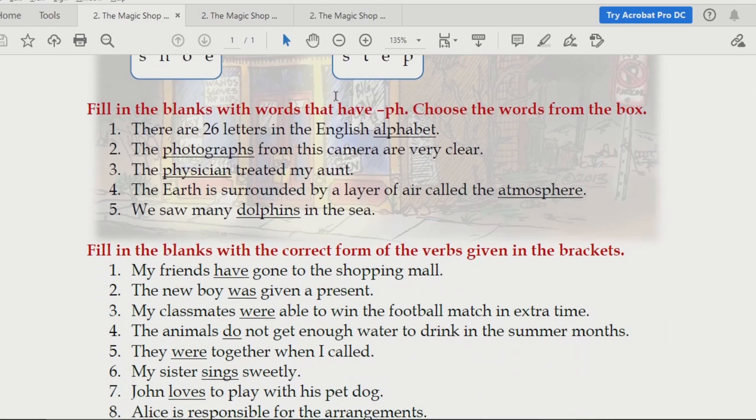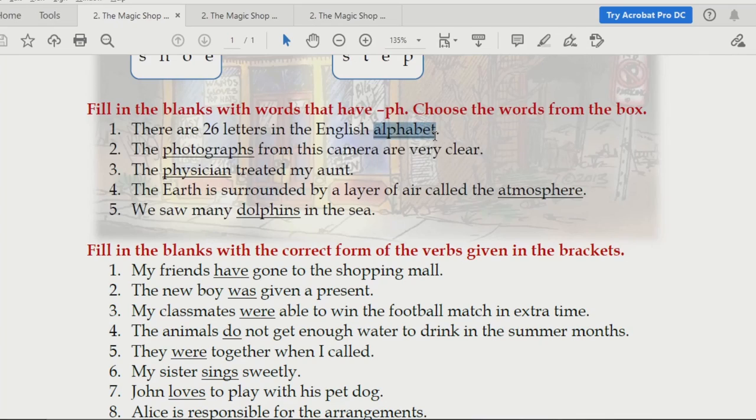Fill in the blanks with words that have PH. Now what is PH? It is fur. Choose the words from the box. There are 26 letters in the English alphabet. Dear students, please listen to the pronunciation well. English alphabet. I'm repeating it.